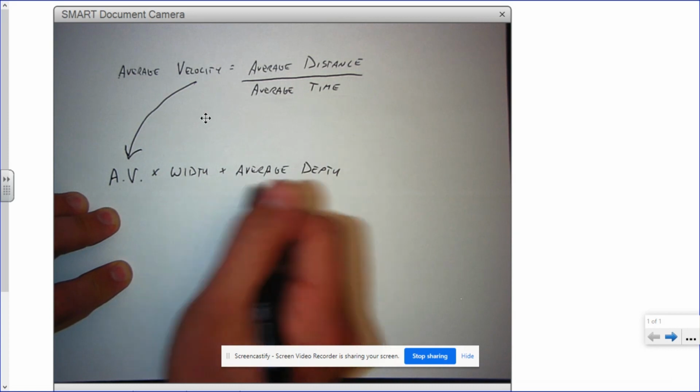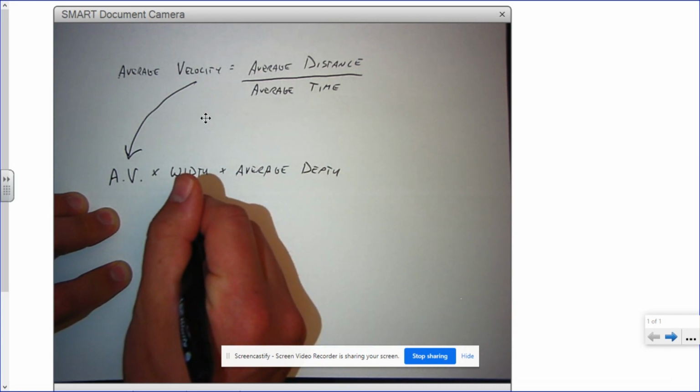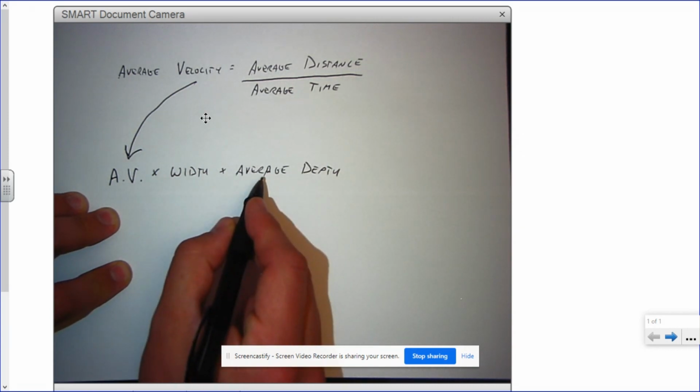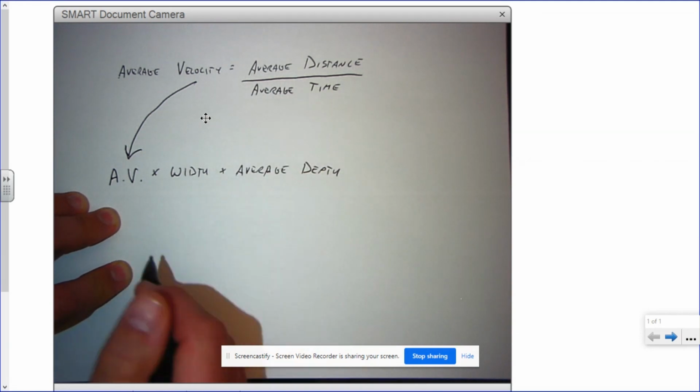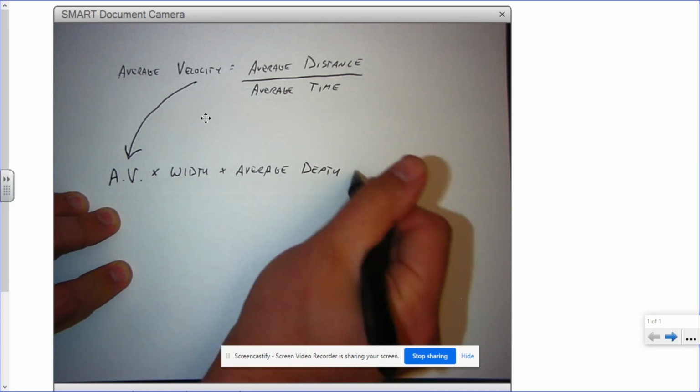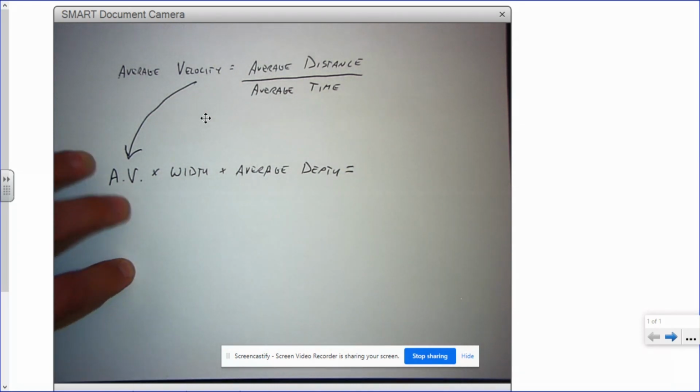If you did it with me, we were 5 meters across, and our average depth, you're going to have to calculate, but we took 4 different measurements. So we're going to take the average of those. Doing that math, we should end up getting a flow rate out of all of that. Good luck with that.